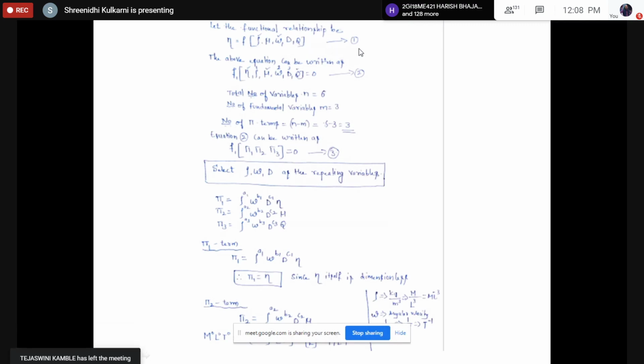I'm going to call this equation 1. Further, this equation we can write as a function of, because we have to consider even the efficiency also, so I'm going to write it in this manner: f of efficiency, rho, mu, omega, d and q equals 0. This is equation 2.